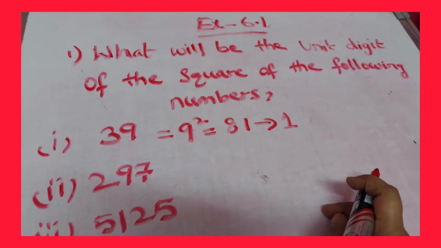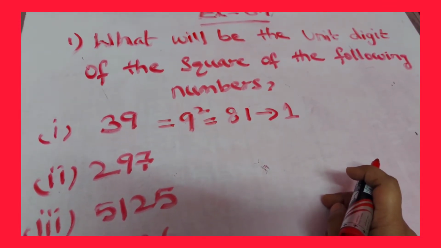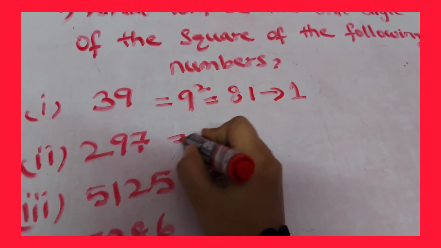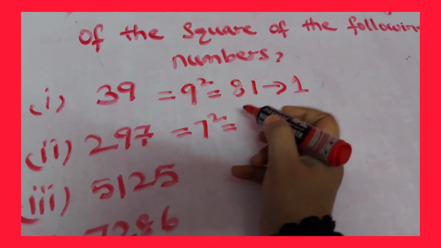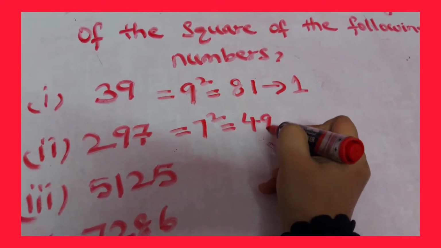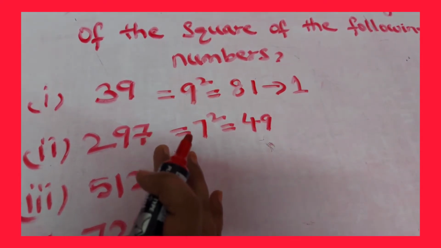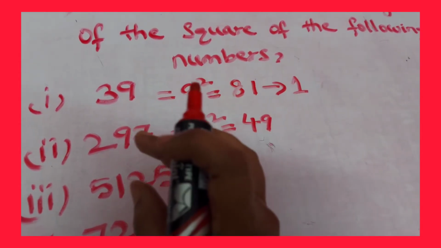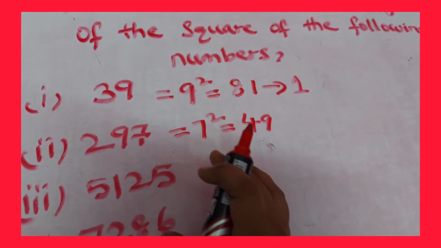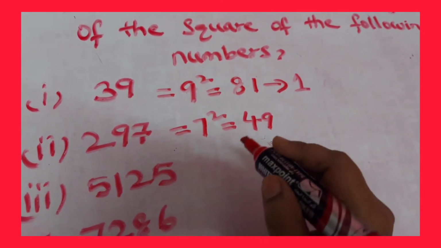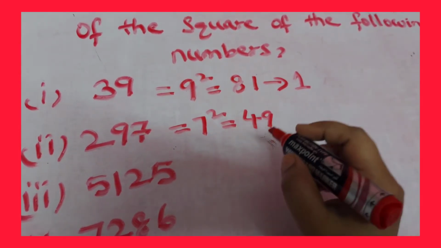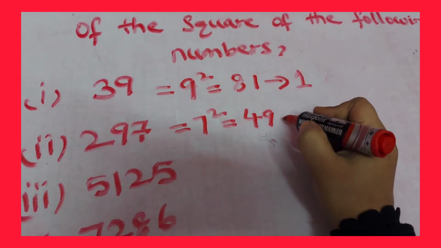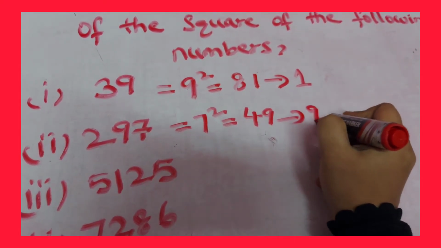So you have to do like this. Here 7 is there again. 7 square means 7 sevens are 49. Only you have to see the ones number, unit number. You have to take the square of that number and write the ones place number again. Here 49 is there, so you have to write 9.